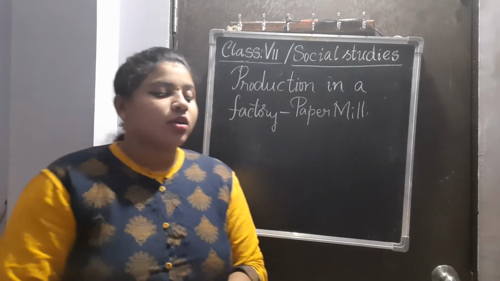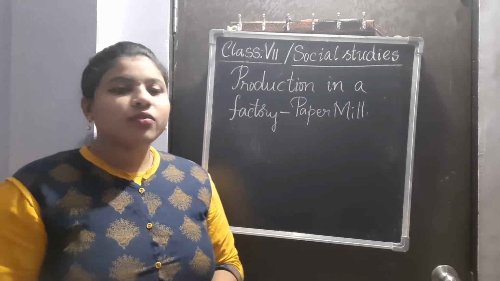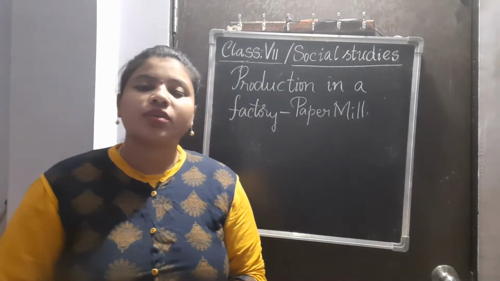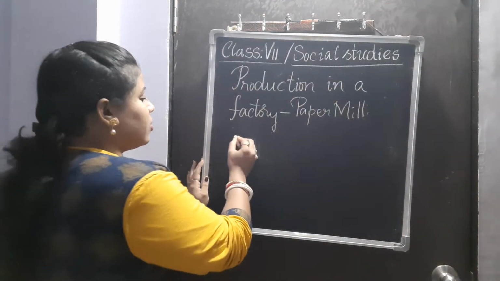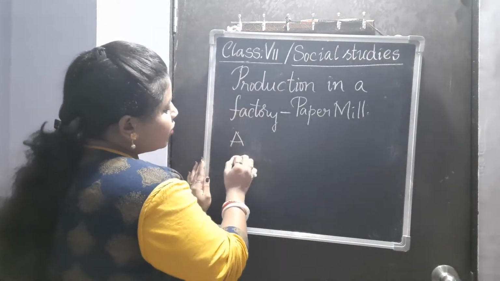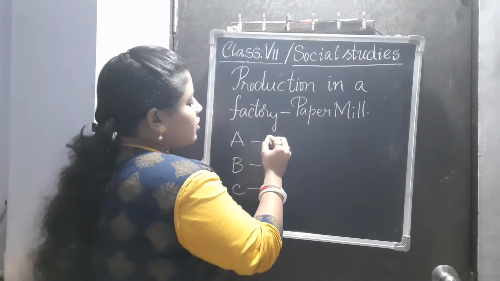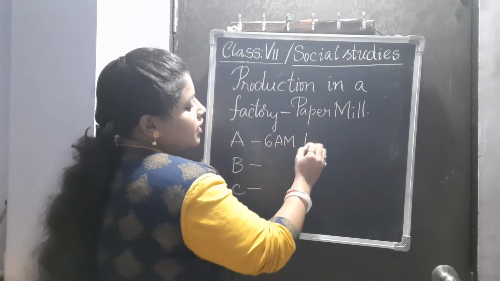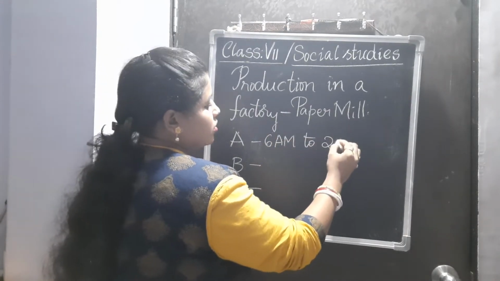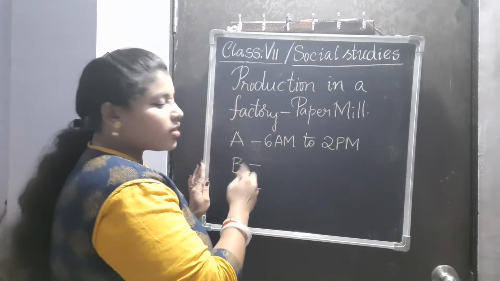Okay, so firstly, here in the paper mill, people work in three shifts. The workers work in three shifts. Usually the shifts are divided into A, B and C. So in the first shift, people come early in the morning, that is 7 a.m. in the morning till 2 p.m. in the afternoon. Okay, this is the first shift.